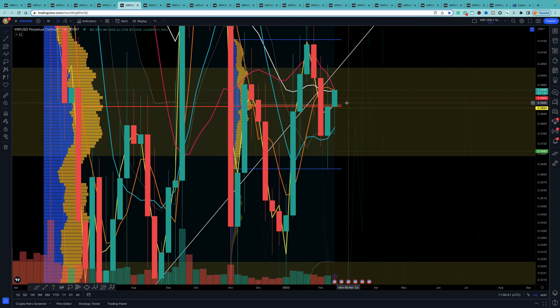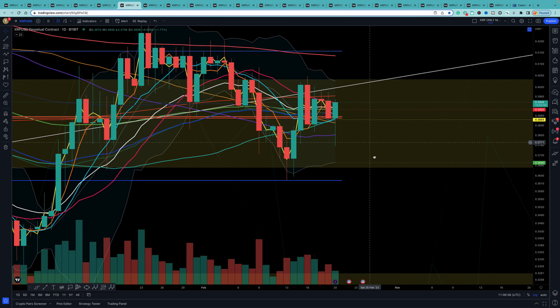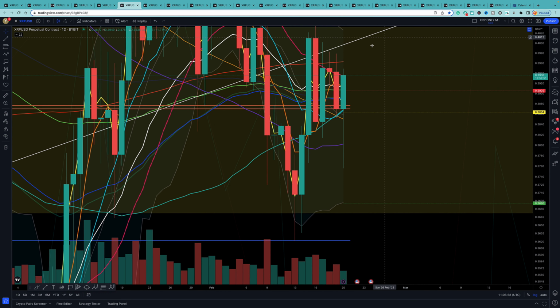Because we're at that point where, look, here's this resistance and support on the weekly. Which one of these is going to start to dominate, the resistance or the support? One of them is going to have to start dominating pretty soon. On the daily, it's the same thing.